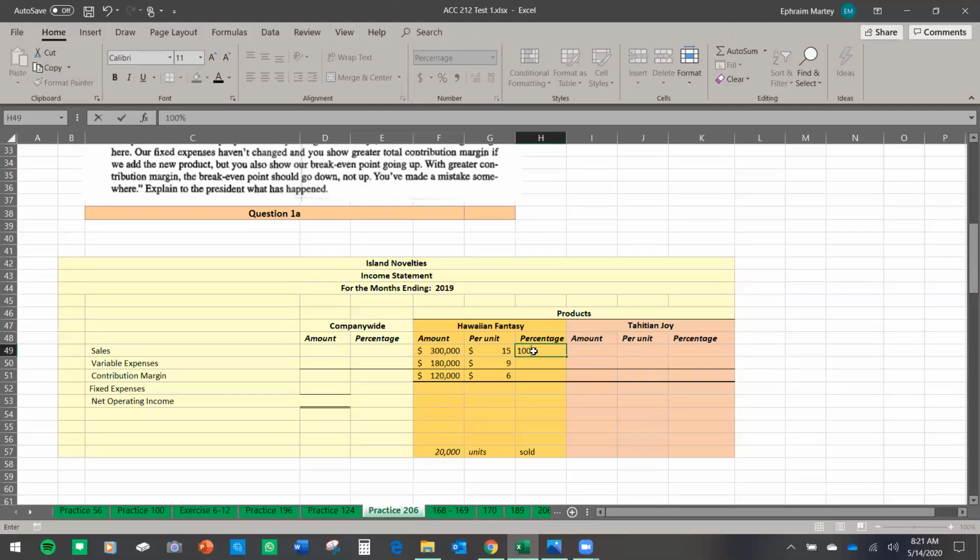So now we have found this. Let's look at the percentage. This one is always 100%. And then this divided by that will give us 60%. So automatically we know this minus this will give us 40%. So we are done with Hawaiian.